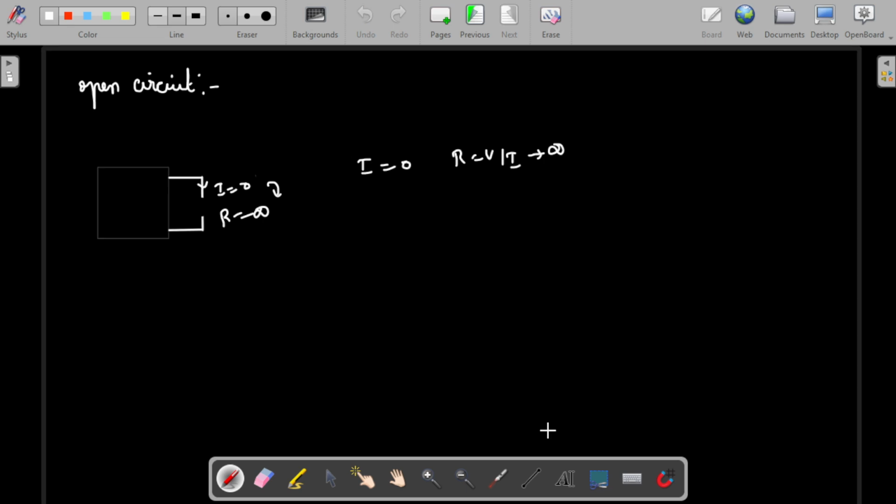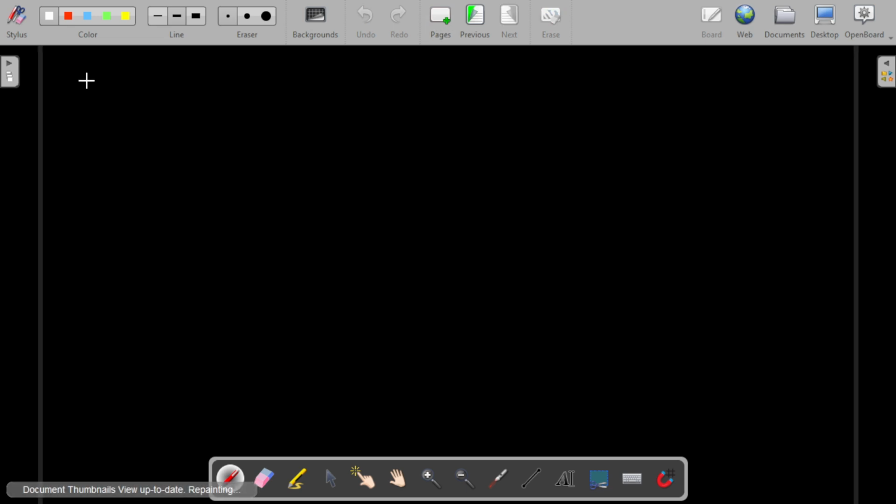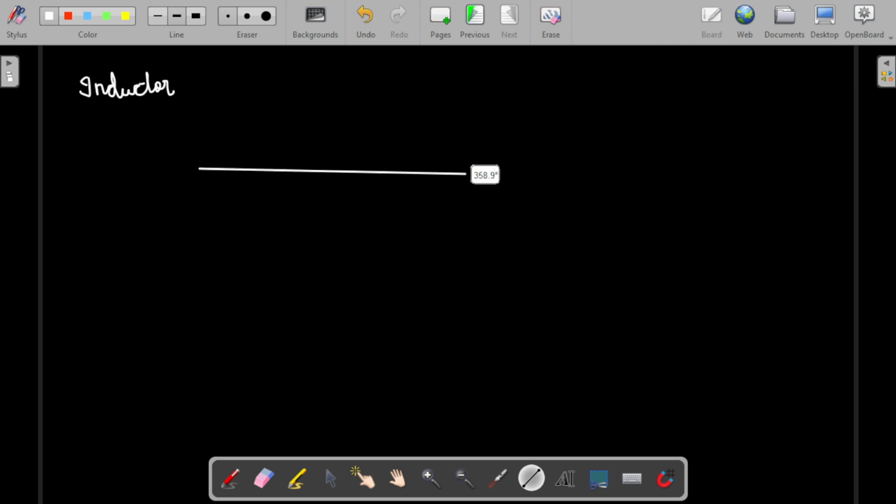So let us now discuss inductance. An inductor is nothing but a coil of wire. Let me take two analogies. This is a straight wire. Whenever current flows in a straight wire, a magnetic field is produced around the current carrying wire, in this way. This will be a weak magnetic field.